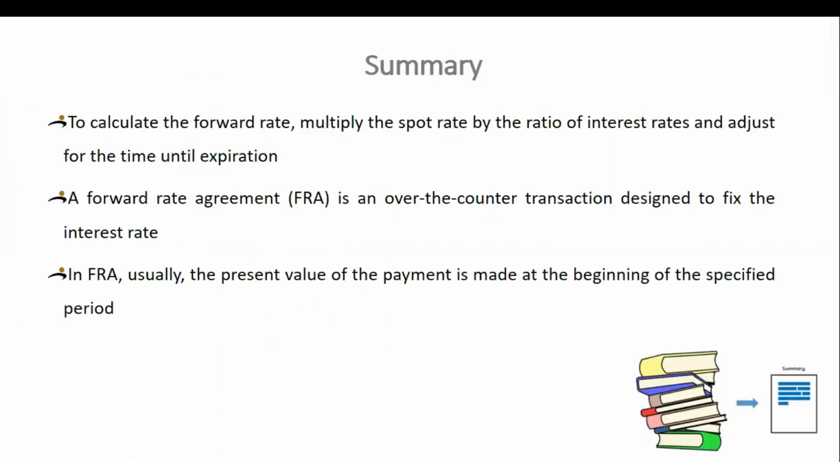So in summary, to calculate the forward rate, multiply your spot rate by your ratio of interest rate and adjust for the time to expiration. A forward rate agreement is an OTC product, and it is designed specifically to fix the interest rate. In a forward rate agreement, usually the present value is paid at the beginning of a specified period. It is discounted back and brought to the beginning of the period.